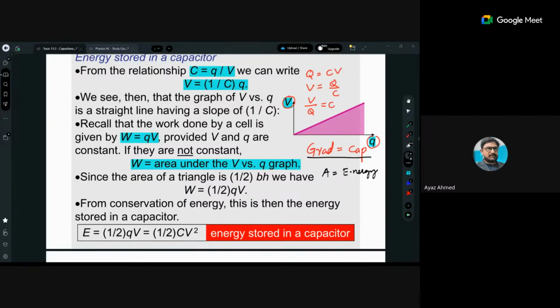Okay. So energy stored in the capacitor. What will be the area of this triangular portion? 1 by 2 base times height. So base is your Q and height is your V. So I can say that W equals 1 by 2 QV. Is it clear to you? Yes, sir.